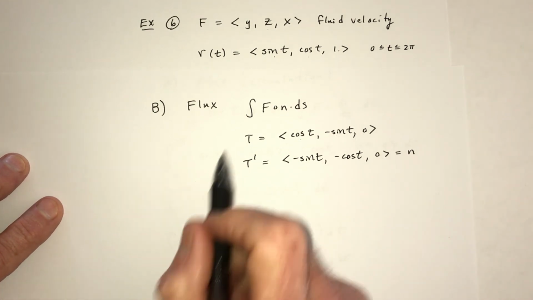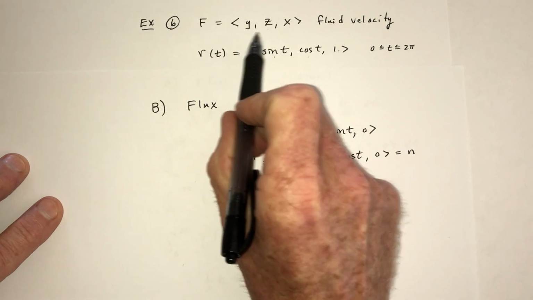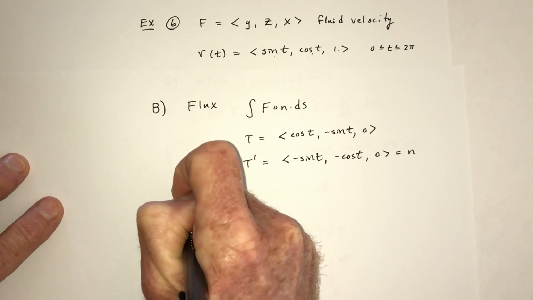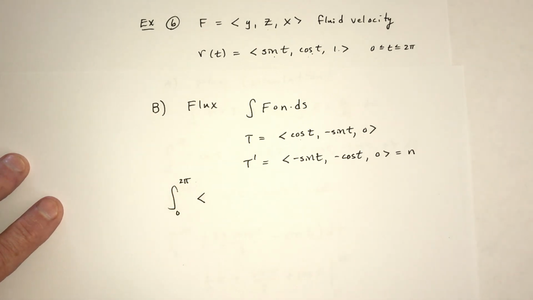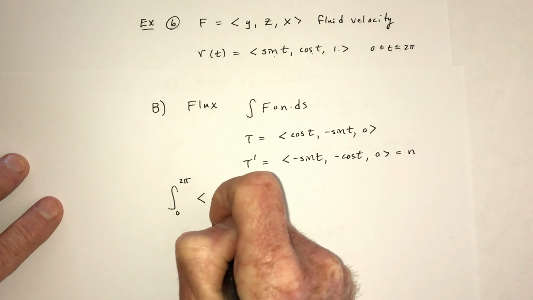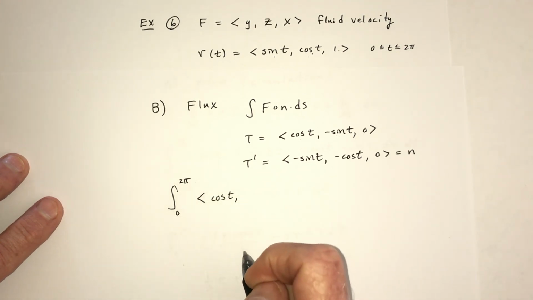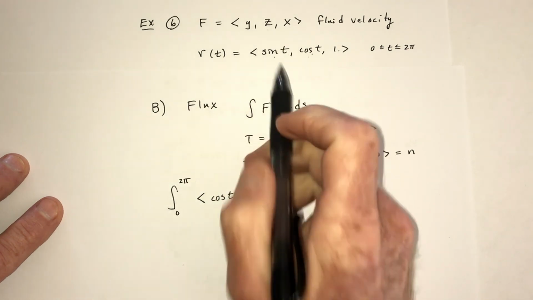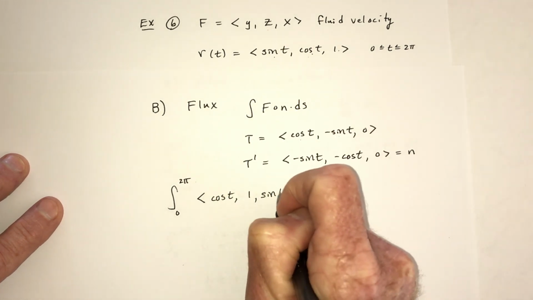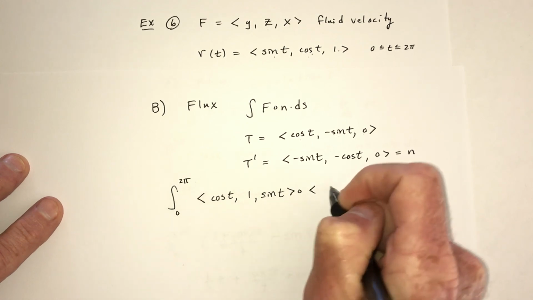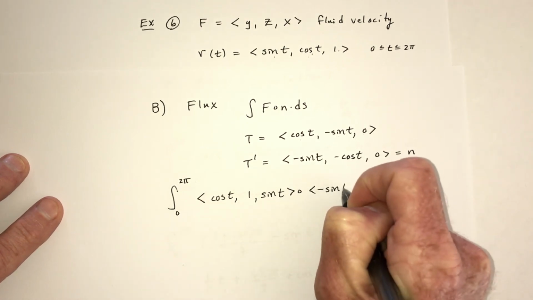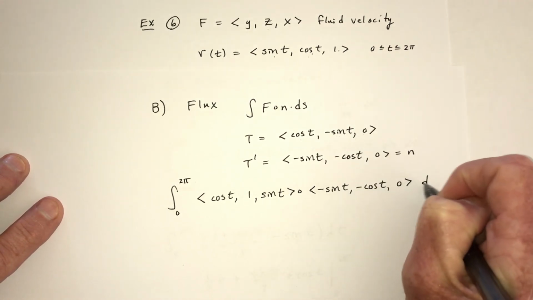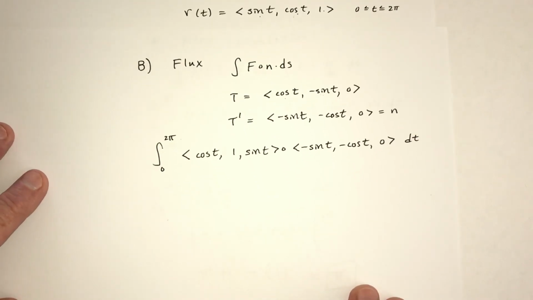Okay, so once again we need to do the substituting. So this gets replaced with y. We're still going from 0 to 2 pi. So capital F function would be y, which is cosine of t. The middle one is z, so that's a 1. And then the last one is x, so that's sine of t. And then dot product with the normal vector. And then integrate with respect to t.